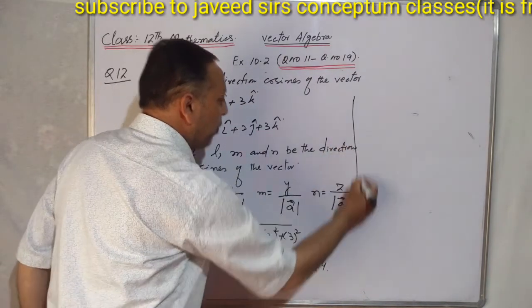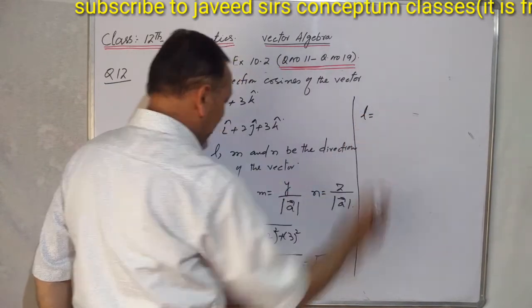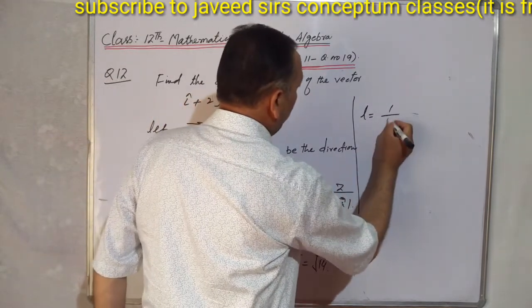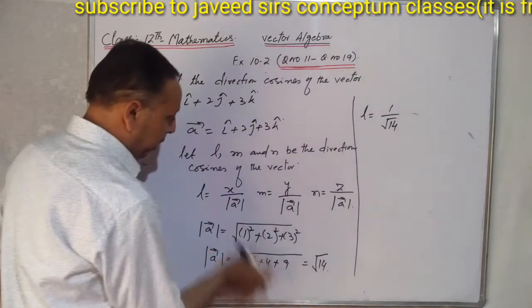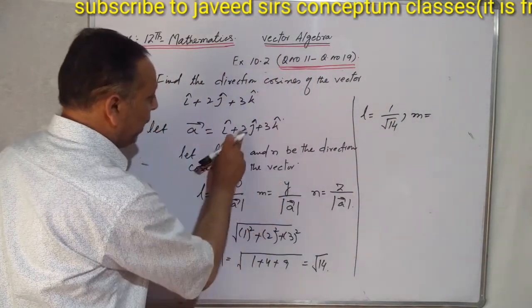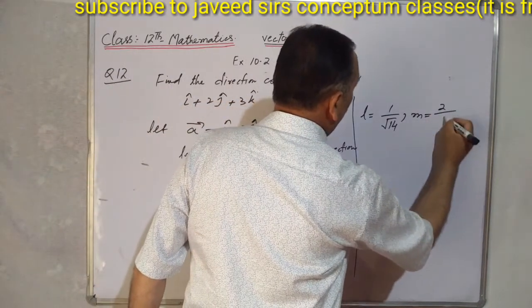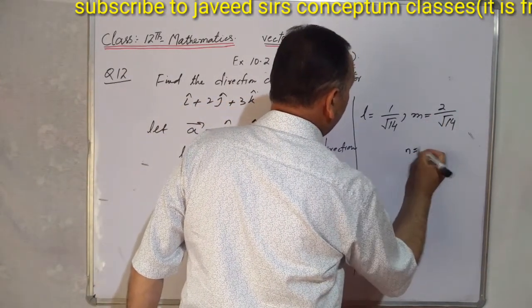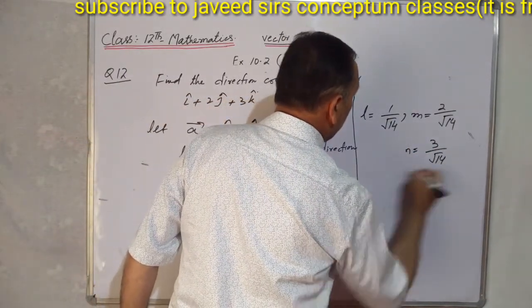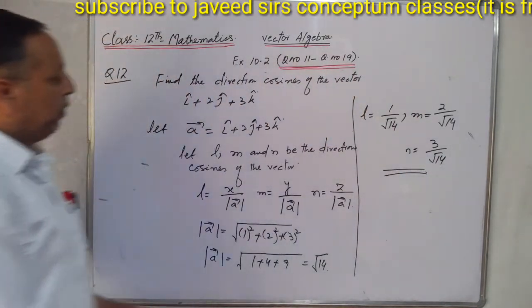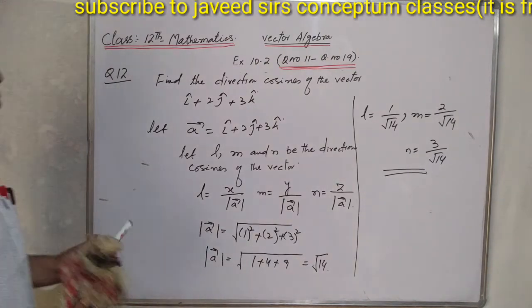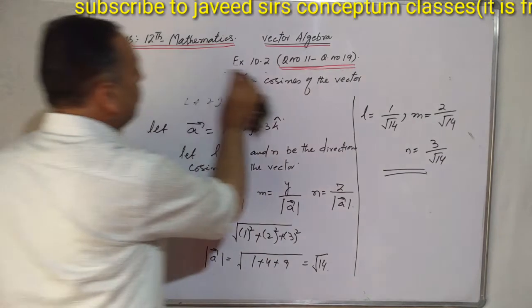Therefore, direction cosine l is x by magnitude of vector A, x is 1 and magnitude of vector A is root 14. Then m is equal to y, which is 2 by root 14, and n is equal to z, which is 3 over root 14. These are the direction cosines of the given vector. Next question, question number 13. Note it down. Let us move to question number 13.